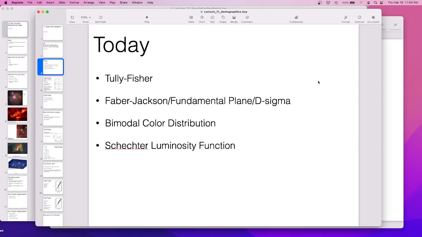In there, I'm going to talk about PCA. Then we'll talk about the bimodal color distribution again, and then we'll talk about the Schechter luminosity function, which I think I forgot to put in the readings. I think I forgot to make you read the luminosity function section. That's okay. I'll talk about it. I'm not going to make you do much with it.